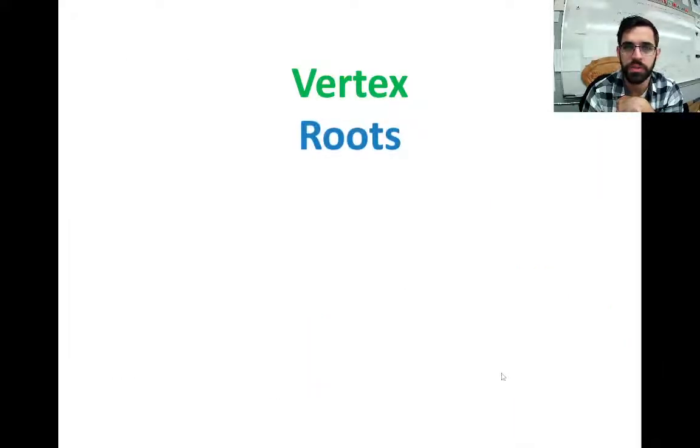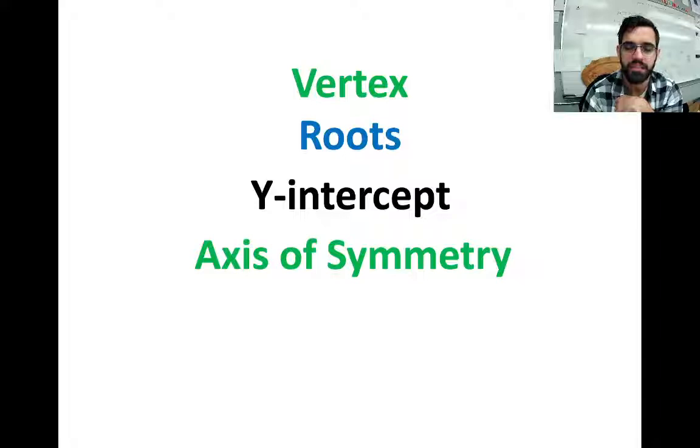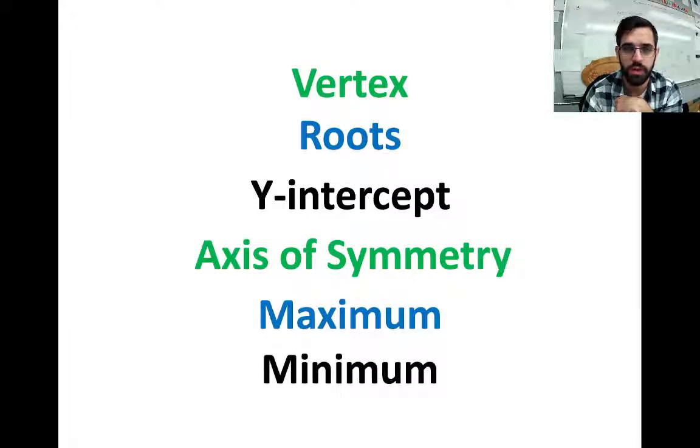Okay, some words we're going to use to describe quadratics. Vertex is a word. Roots is a word. Y-intercept is a word. Axis of symmetry is a word. Maximum is a word. And minimum is a word. These are all words we use to describe what the graph of a quadratic looks like.